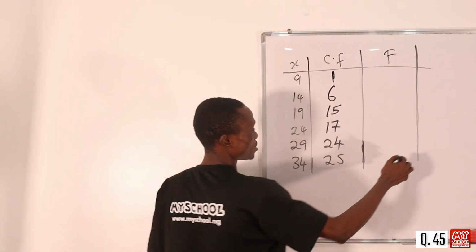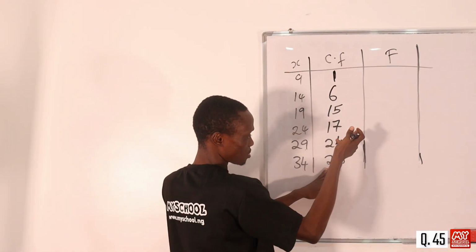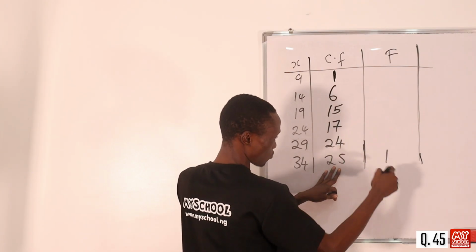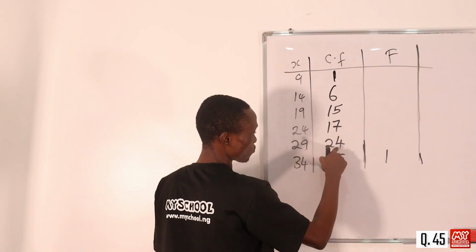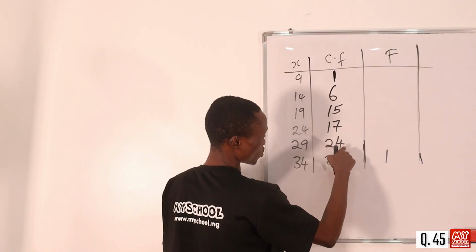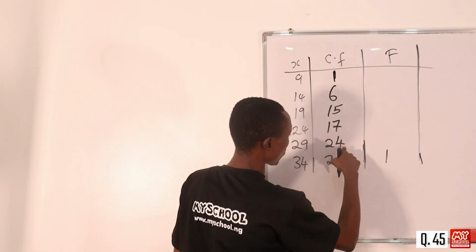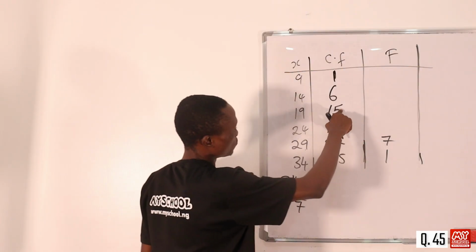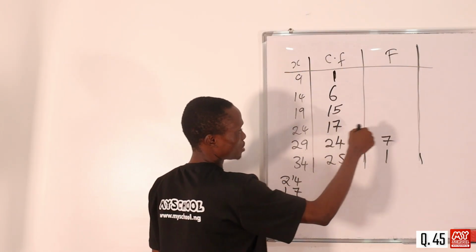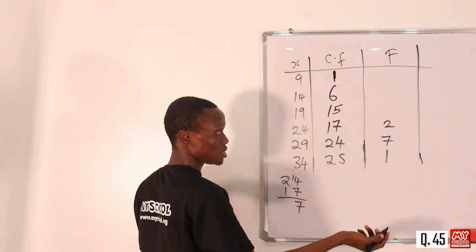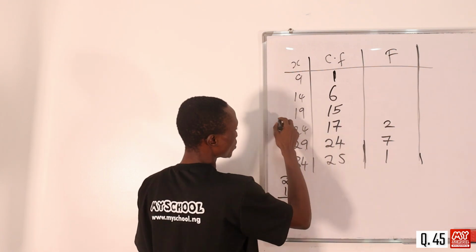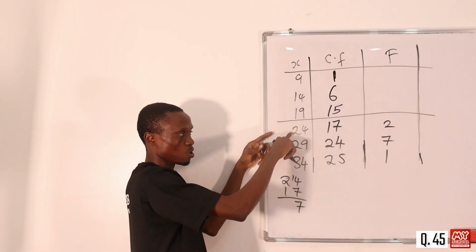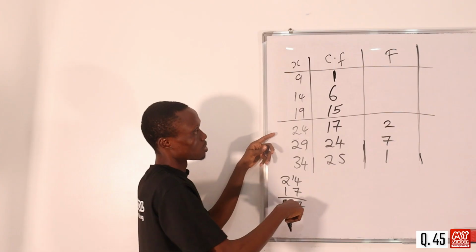So to get the frequency, from the base, we subtract these two. If we subtract these two, that will be equal to 1. If we subtract 24 minus 17, that will be equal to 7, right? Then if we subtract 15 and 17, that will be 2. There's no need to continue because we are looking for values that are greater than 20. So remember, 24 is greater than 20.